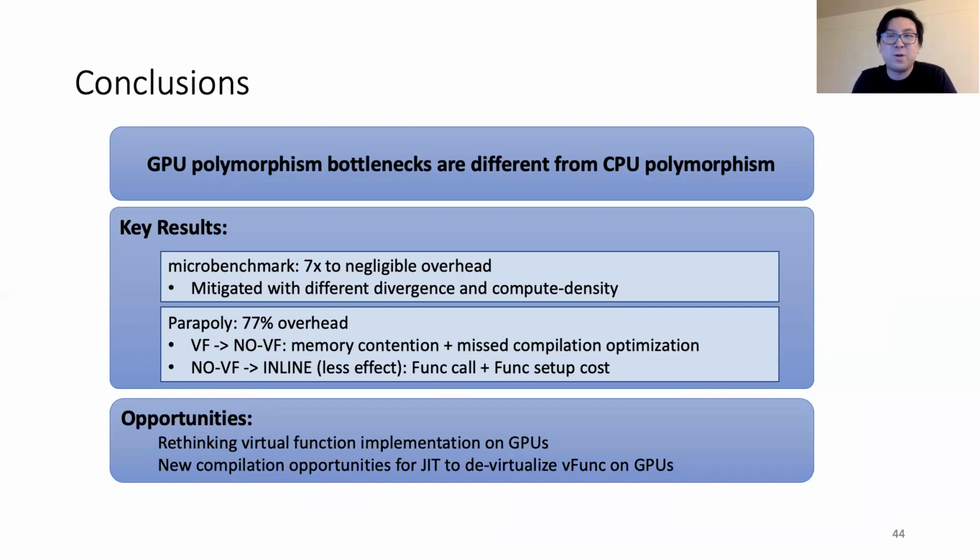According to our experiments, we propose two alternatives to support efficient polymorphism on GPUs. First, we need to rethink the virtual function implementation on GPUs. Should we follow a similar way to support GPU virtual functions as on CPUs, or should we reconsider implementing virtual functions with respect to the GPU architecture? I think the answer is the latter. Secondly, the different versions of ParaPoly indicate new compilation opportunities for just-in-time compilation to devirtualize and inline virtual functions on GPUs.